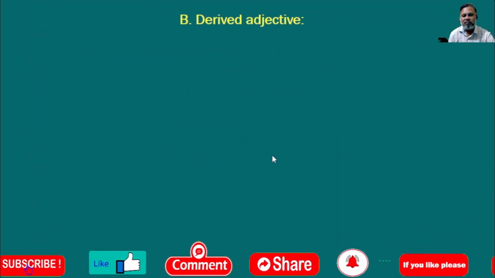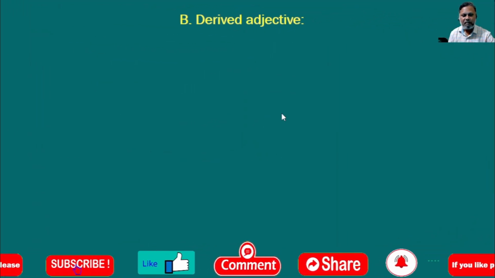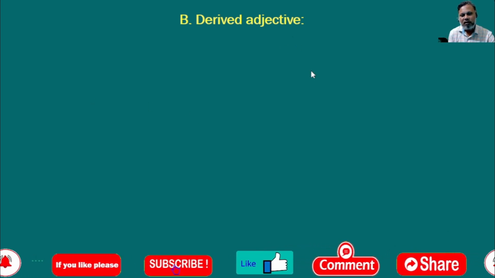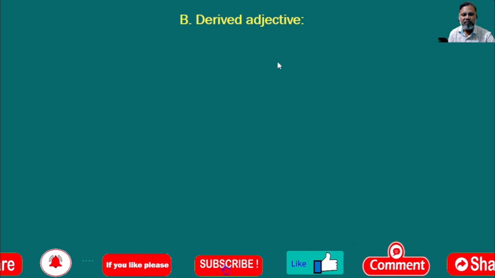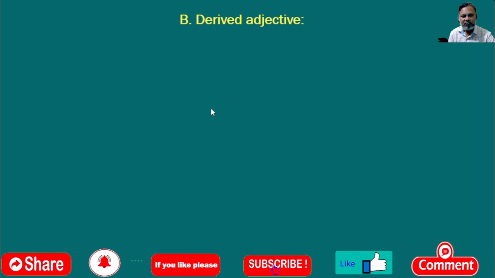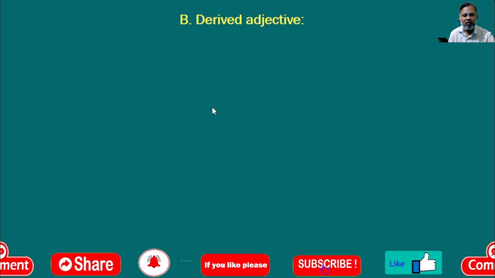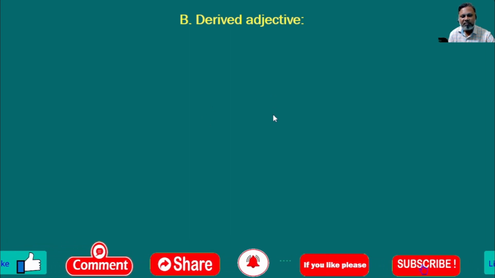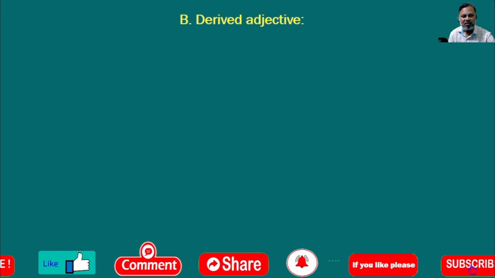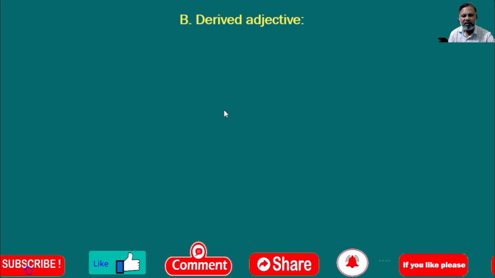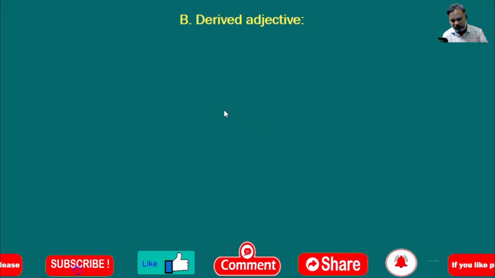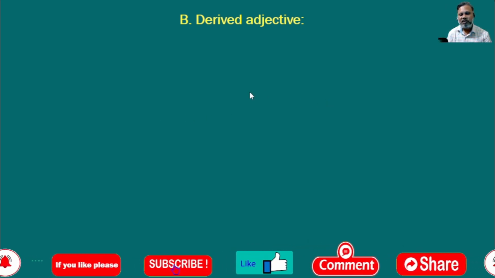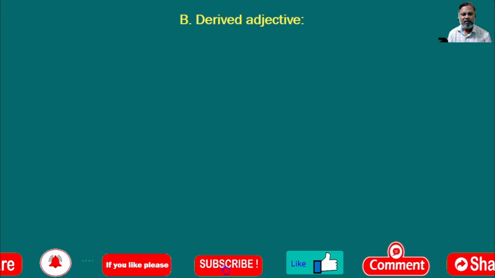Now you will see some adjectives. We have already discussed the derived noun. Now we will discuss the derived adjective. The derived adjective also follows some pattern. Adjective, noun, verb, all follow patterns. The Arabic language is mainly focused on pattern. Without pattern, there are very few things that we can understand. So pattern is very important.